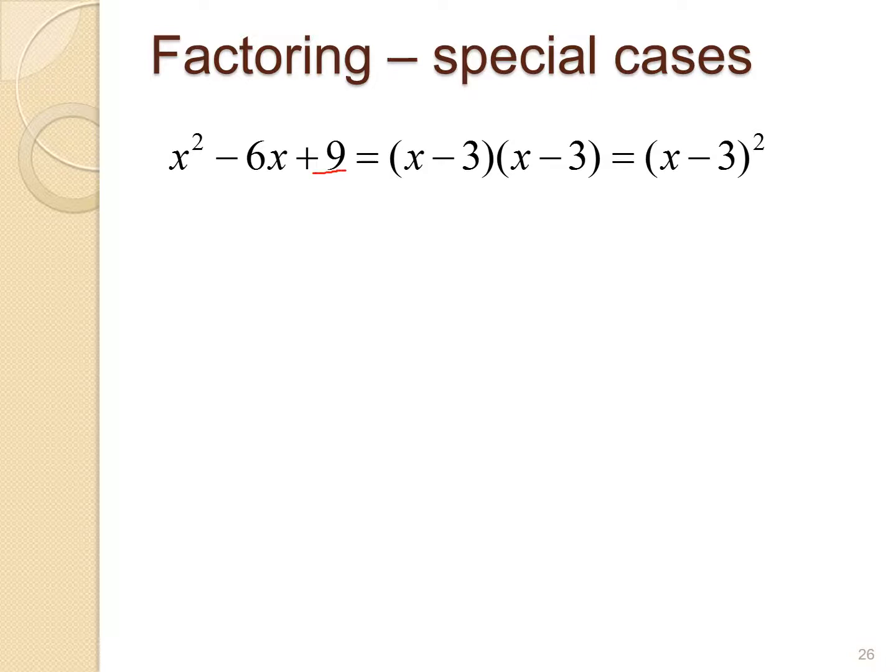This last number, the 9, we know it's a perfect square, 3 times 3. And this, especially the negative 6, if this was 3, 3 plus 3 is 6. So it obviously has to be x and a 3 for these terms. But since this is positive, they both have to be positive or negative. And since this is negative, then they both have to be negative.